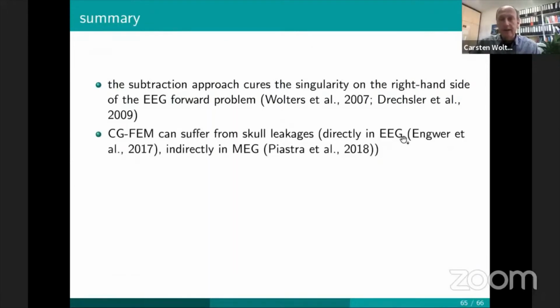The CG-FEM can suffer from skull leakages. In EEG, there might be considerable numerical errors resulting from it if we use regular hexahedral head models. In MEG, there's nearly no effect that we can see, which is somehow also obvious. So if we combine EEG and MEG, it might be better to do that in a DG-FEM approach.